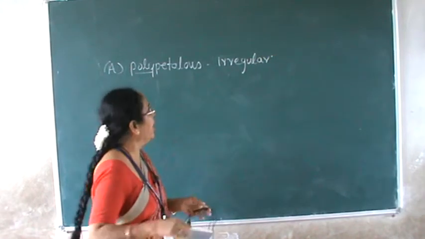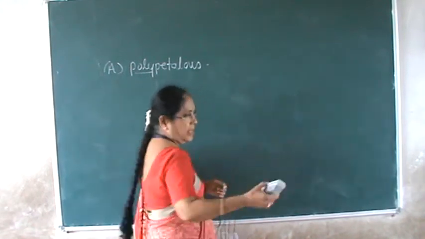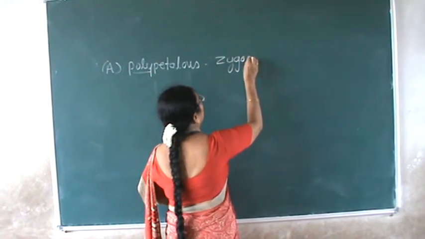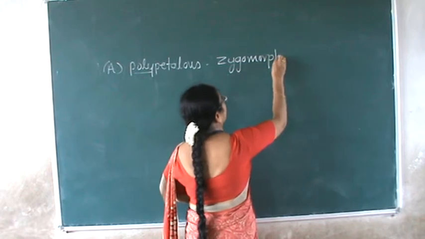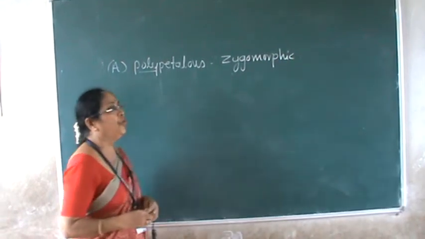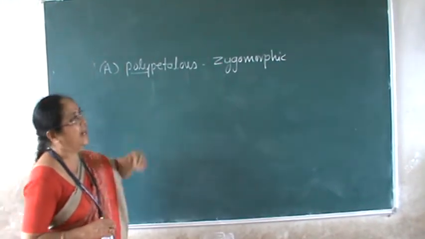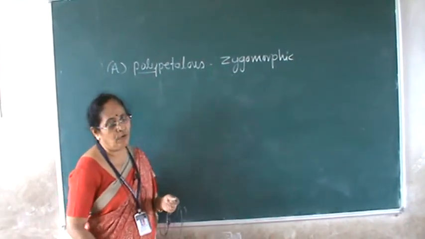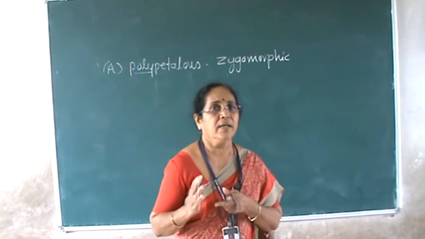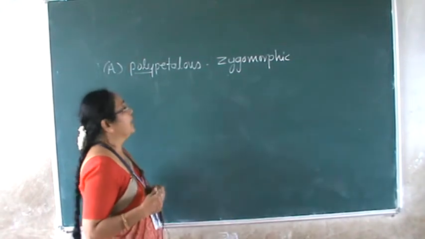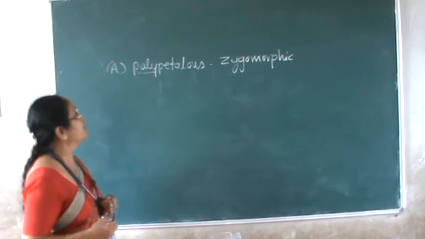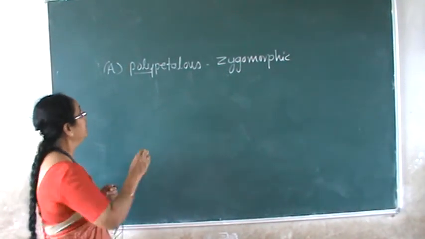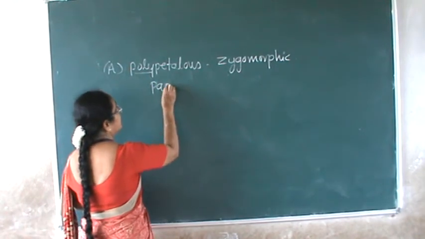Irregular, or it's better to put it as polypetalous and zygomorphic. So you know the meaning of regular, irregular as well as the zygomorphic. It can be cut into 2 equal halves in only 1 angle, zygomorphic flower. But the corolla is characterized by polypetalous nature. The petals are free. There is only one shape under this heading, that is called as papilionaceous.